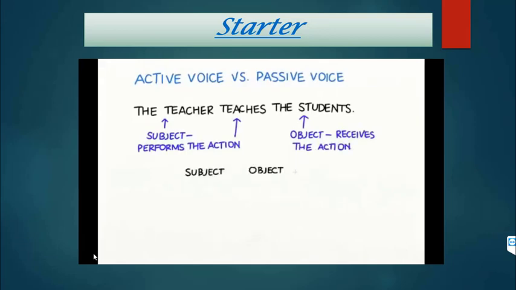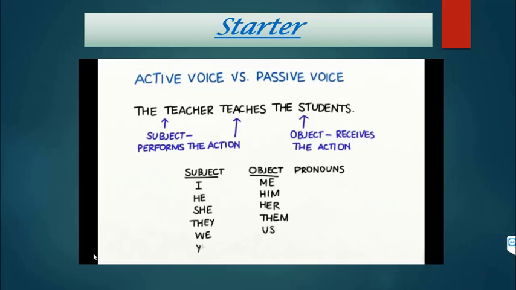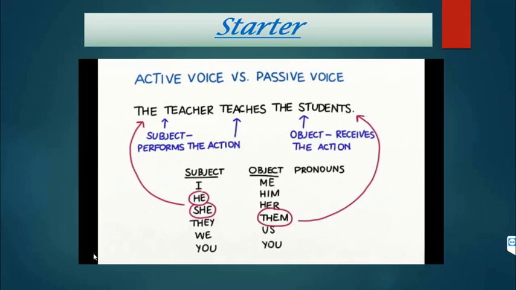In English, we have subject and object pronouns. For example, I is a subject pronoun, while me is an object pronoun. He is a subject pronoun, and him is an object pronoun. She is a subject, and her is an object. And so on. In active sentences, subject pronouns can take the place of the subject, and object pronouns can take the place of the object.